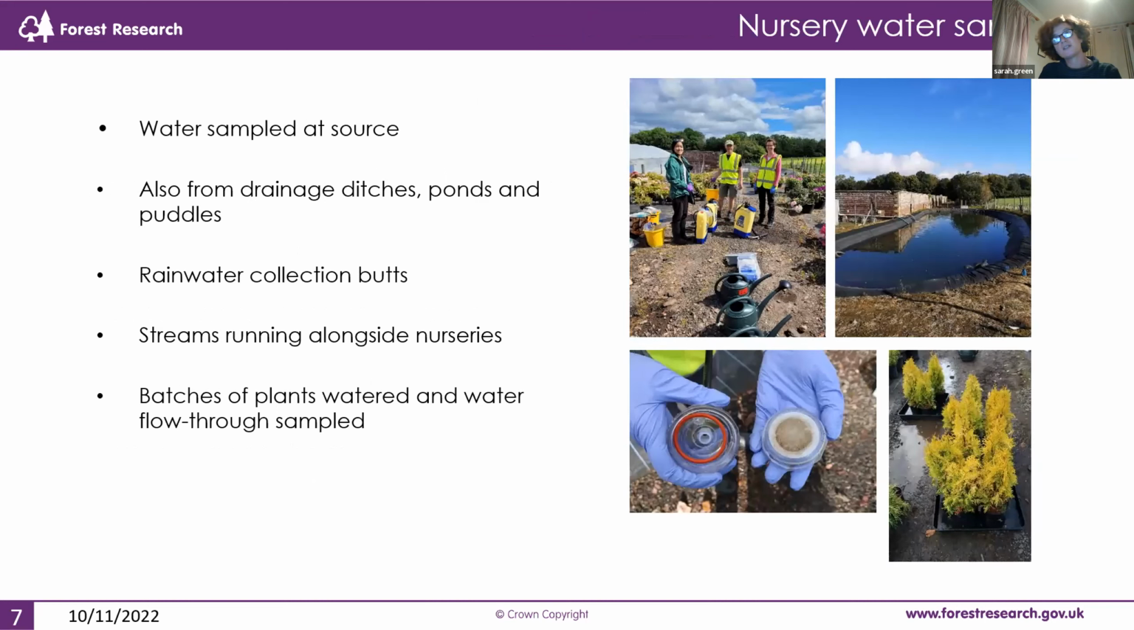So in terms of the water sampling, we go to the nursery, we sample all the water that they use for irrigation, whatever source of water they have. We also sample from drainage, ditches, ponds and puddles around the nursery, rainwater collection butts and any streams that are running alongside nurseries. And the water is collected into a knapsack sprayer and it's pumped through a cellulose filter.